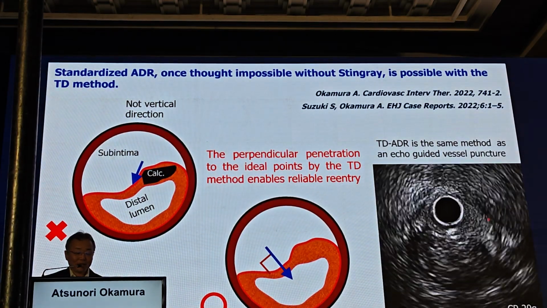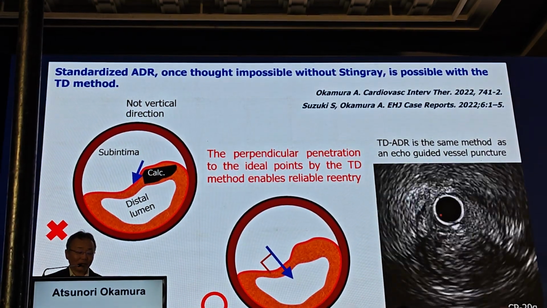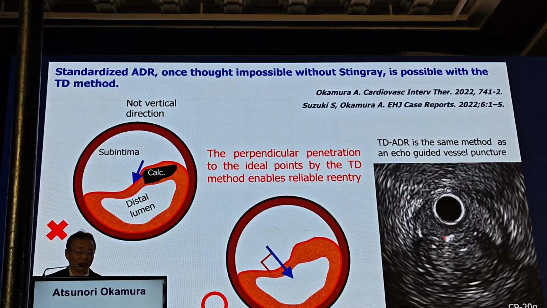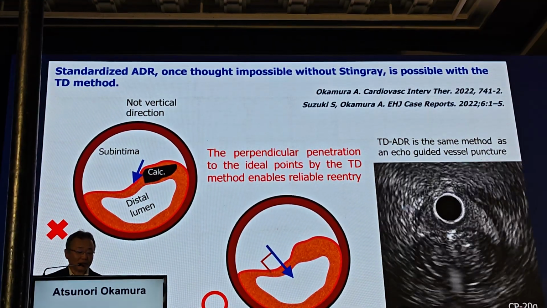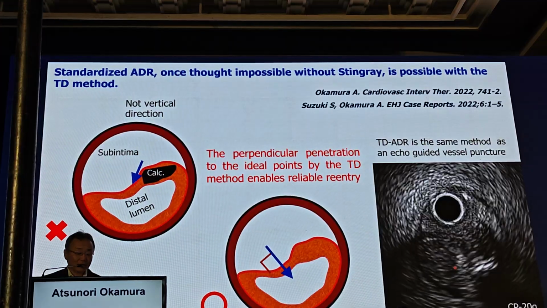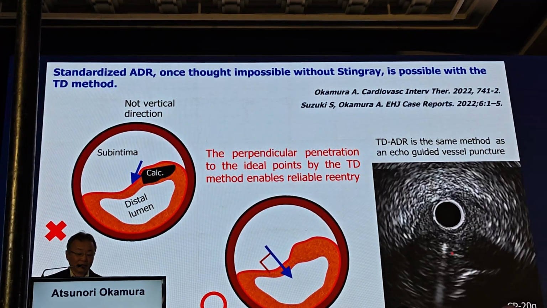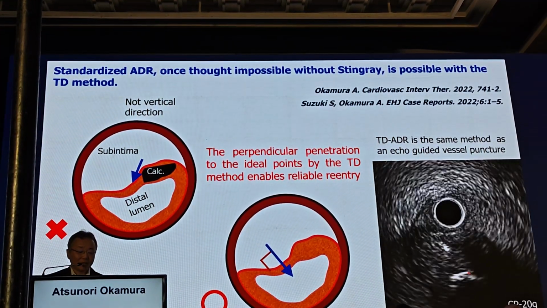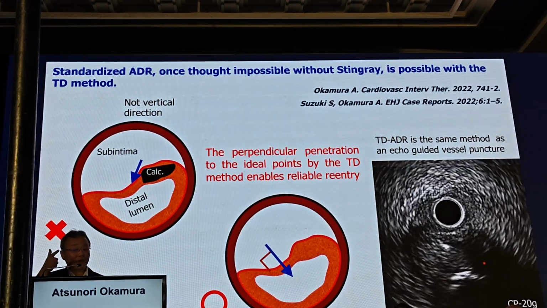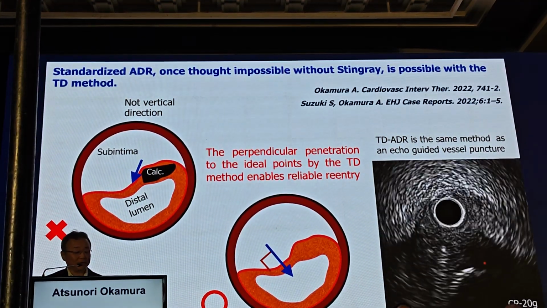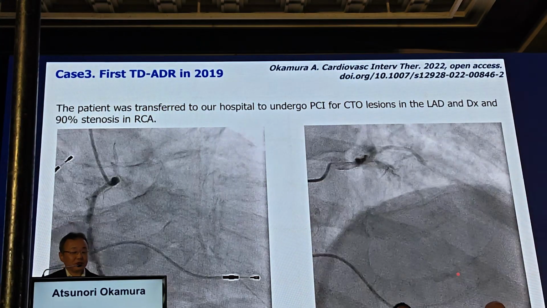So in this one, a little bit counterclockwise, the tip is directed to the lumen, a little bit counterclockwise, and then push it. This is a 20 wire. Then you can get a target, like this one. This is a very precise needle puncture using the IVUS intracoronary image, like this one. So this is the first case.